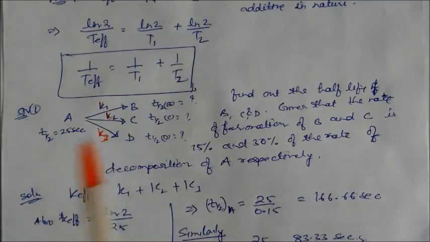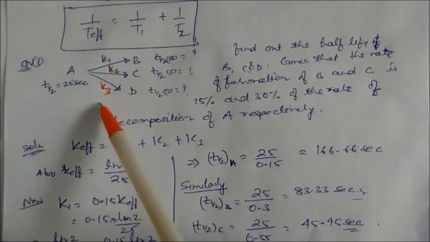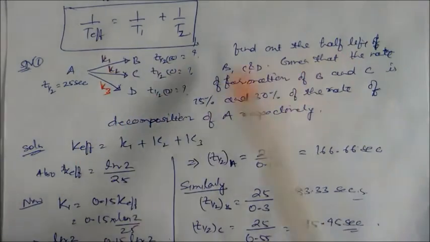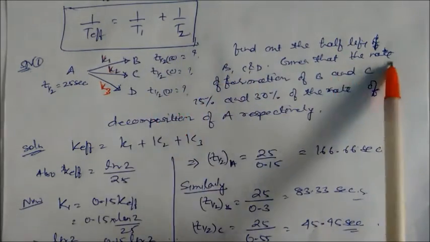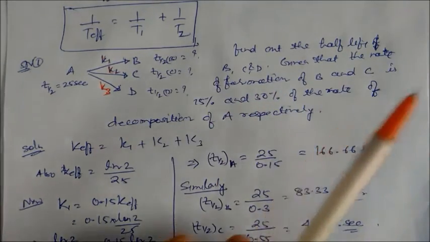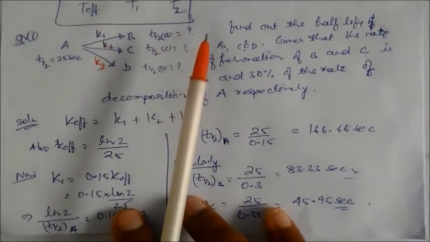Let us see one numerical based on this. So one reactant has 3 rate constants given, B, C and D. What is the half life of B, C and D? So find out the half life of these 3, and given that the rate of formation of B and C is 15% and 30% of the rate of decomposition of A respectively. So B is 15% and C is 30%.